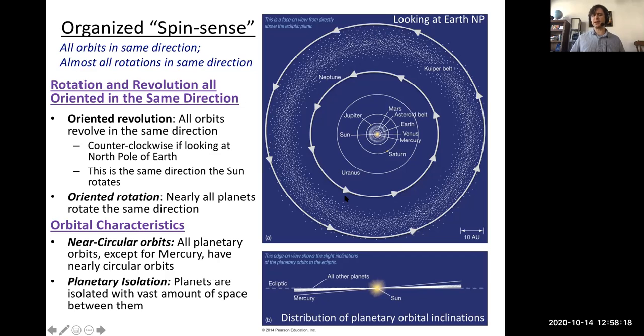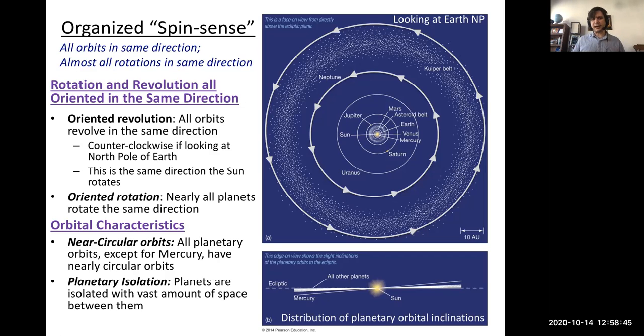And we see very, very quickly that we have what I call an organized spin sense. This isn't something that is out of a textbook. It's just a phrase that I came up with to describe what's going on. And what that means is that the rotation and revolution of the planets and asteroids and Kuiper Belt objects are all oriented in the same direction, especially with the revolution. Asteroids can rotate backwards, but that's a different effect that causes that.